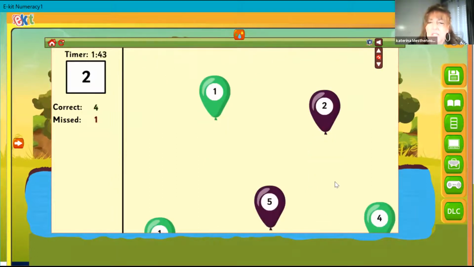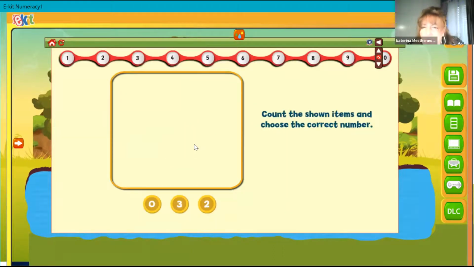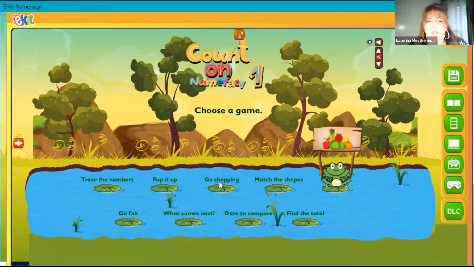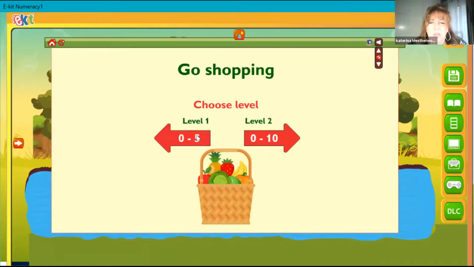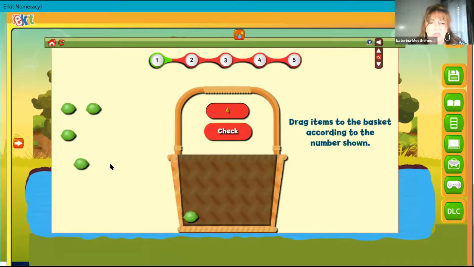There are lots of different activities here. Count the shown items and choose the correct number. Okay, how do they do this? 0, 3, 2, I don't know how we do that. And shopping, let's have a look at this. So that's easy. Number 1, you put, oh yeah, that's correct. And then you can check it. Okay, you've added number 1. The second one, 4. All right, so you just drag and drop these in.